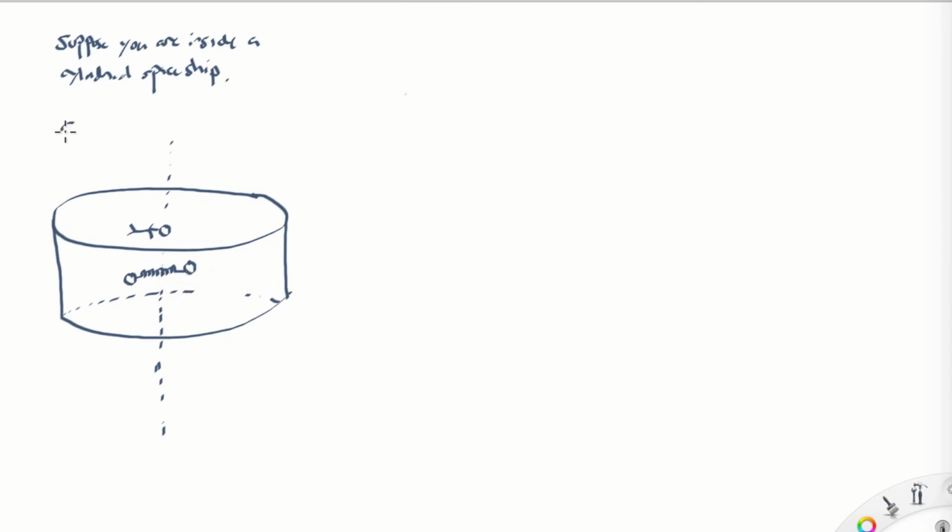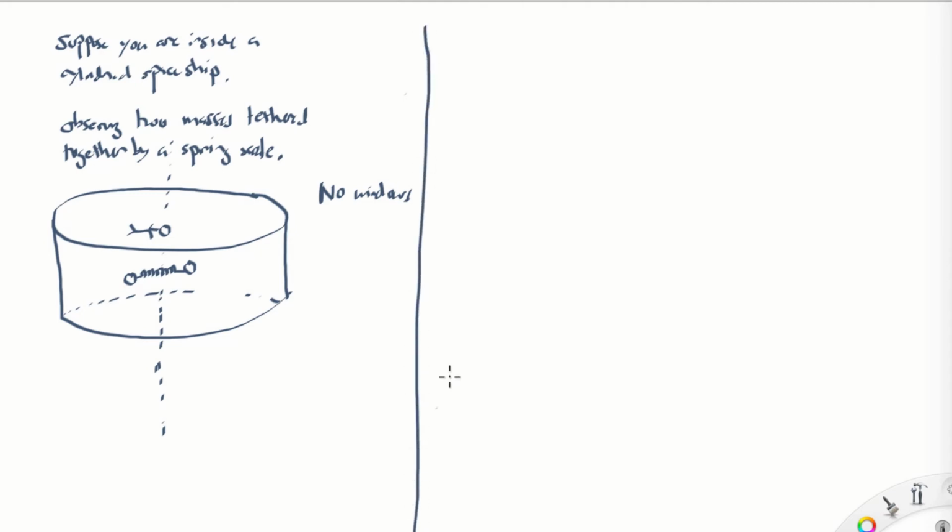Okay? So you're observing two masses tethered together by a spring scale that measures the force between them. Now let's suppose that there are no windows in the ship, so you can't look outside and see any stars. So no windows. All you can see is yourself and these two masses that are floating in the middle of the ship. Okay. So I want you to consider a couple of hypothetical scenarios. So I'm going to ask two questions.